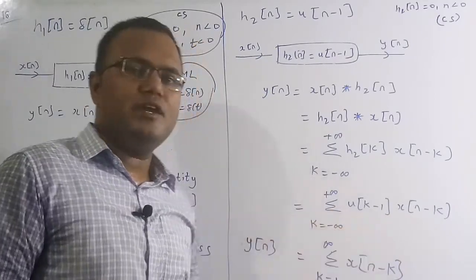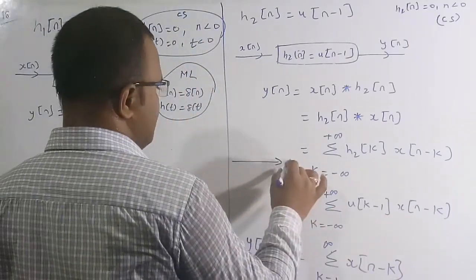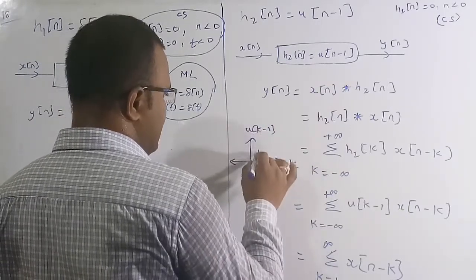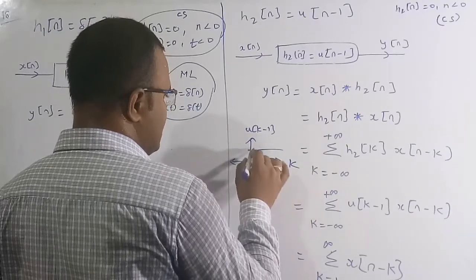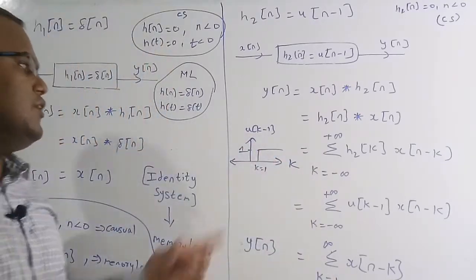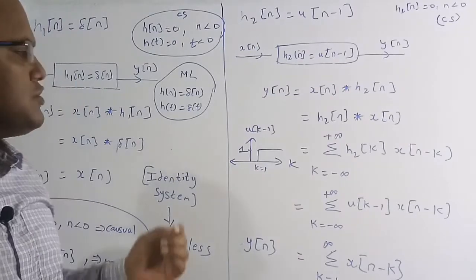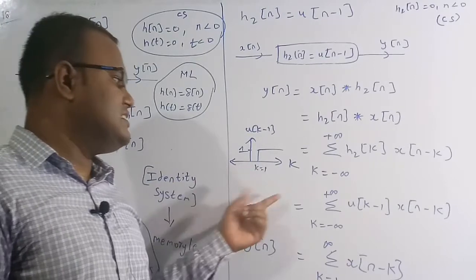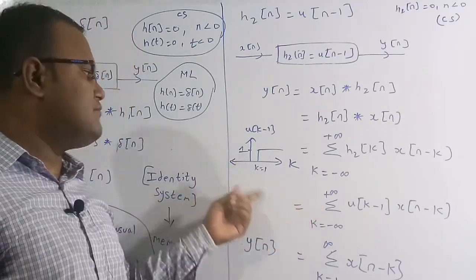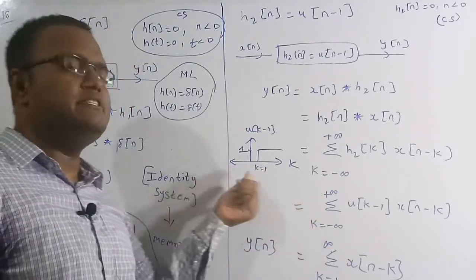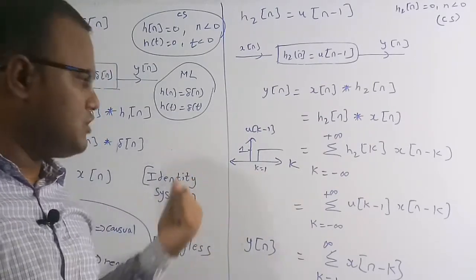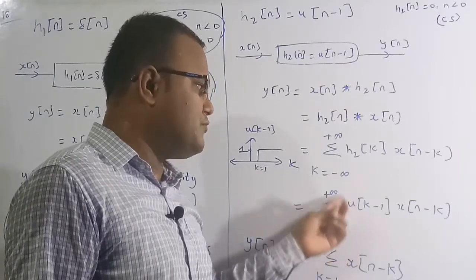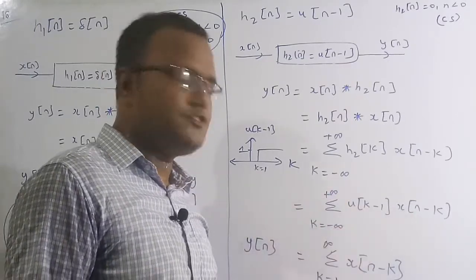See this u of k minus 1. You have to draw it with respect to k. It is defined only from k equal to 1. From k equal to 1 to infinity this function has the value 1, and at all other instances it is 0. Therefore the summation is going to run from k equal to 1 to infinity, because for k less than 1 its value is 0. So we do the summation from k equal to 1 to infinity. This value becomes 1, and 1 times anything is x of n minus k.